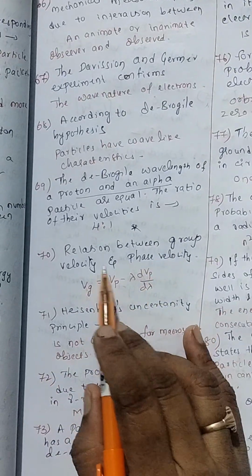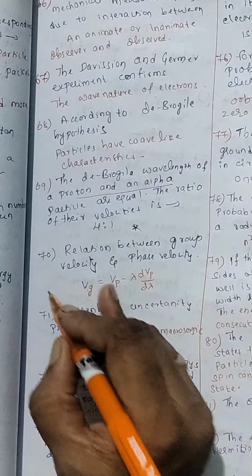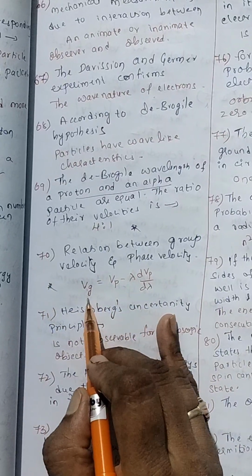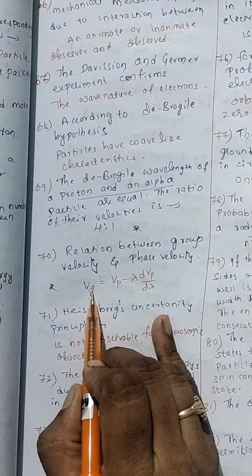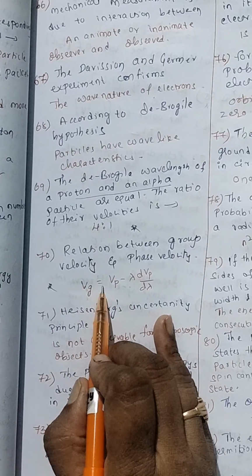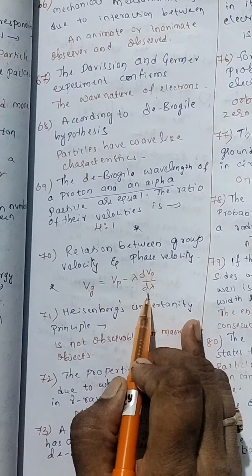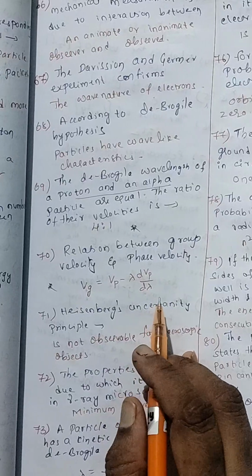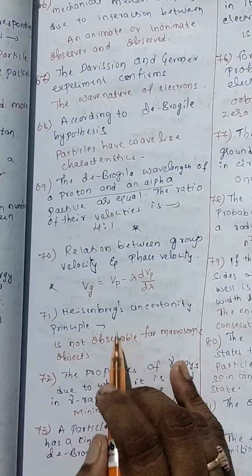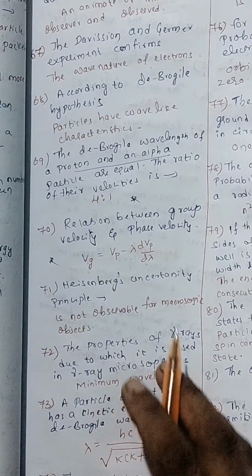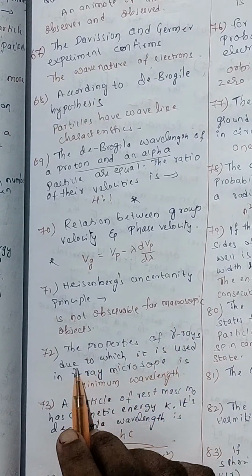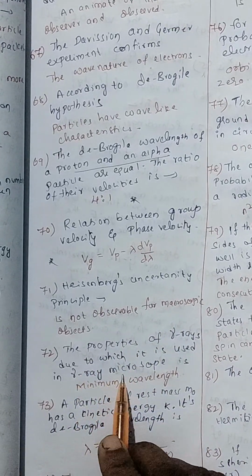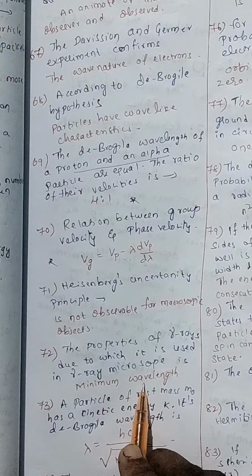The relation between group velocity and phase velocity, most important relation: Vg equal to Vp minus lambda dVp by d lambda. G for group, P for phase. Vg equal to Vp minus lambda dVp by d lambda. Lambda, wavelength. Heisenberg uncertainty principle is not observable for microscopic objects. The property of gamma rays due to which it is used in gamma ray microscope is minimum wavelength.